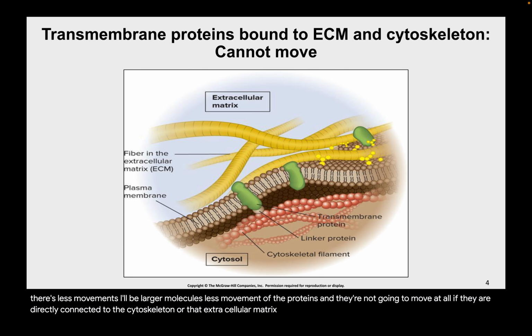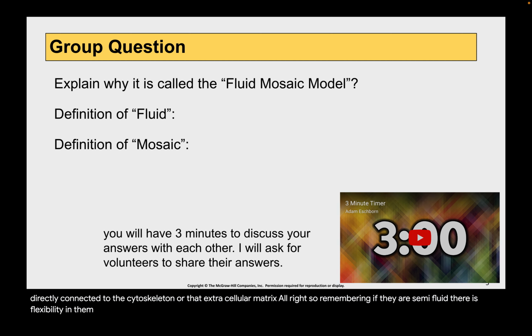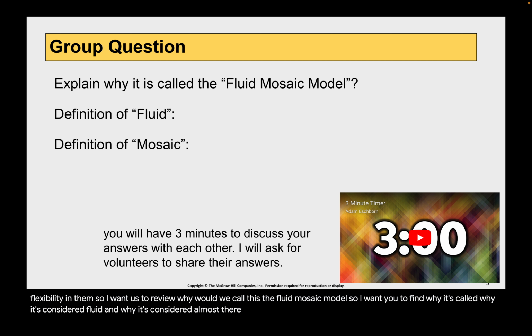All right, so our membranes, they are semi-fluid. There is flexibility in them. So I want us to review, why would we call this the fluid mosaic model? I want you to define why it's considered fluid, and why it's considered a mosaic. I'm going to have to review notes from last week as well to get through this. I'll give you a few minutes.